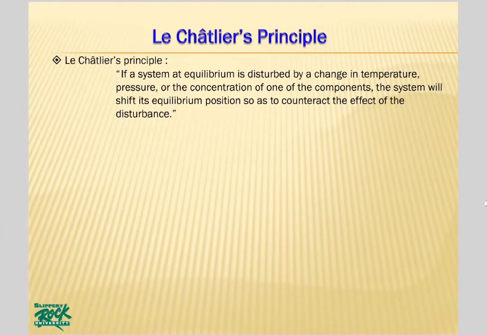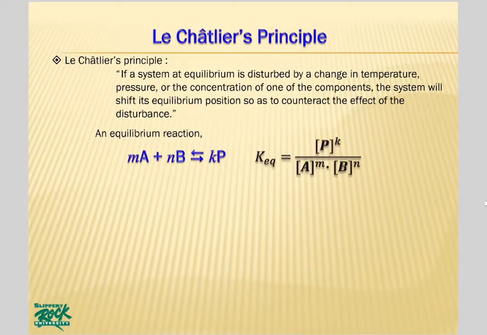Le Châtelier's principle states if a system at equilibrium is disturbed by a change in temperature, pressure, or the concentration of one of the components, the system will shift its equilibrium position so as to counteract the effect of the disturbance. Here is a generic equilibrium reaction. Reactants A and B react by a mole ratio of m to n and produce k moles of product P. The equilibrium constant can be expressed like this.